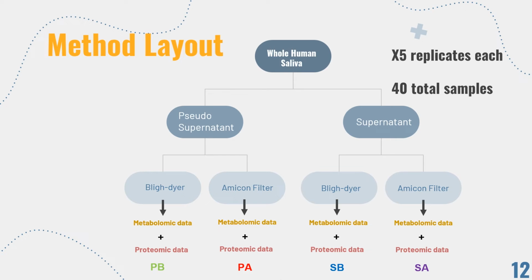Also, for simplicity, the pseudosupernatant group combined with the Bligh and Dyer group will be referred to as PB. The pseudosupernatant combined with the Amicon filters will be referred to as PA, supernatant combined with Bligh and Dyer will be referred to as SB, and supernatant combined with Amicon filters will be referred to as SA throughout the rest of the presentation.